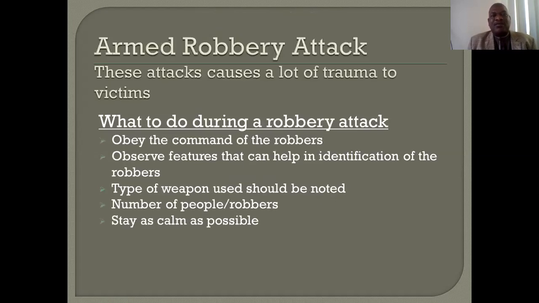Secondly, we have the armed robbery attack. This is an attack that caused a lot of trauma to the victims. What do you do when you have this situation on the ground? First of all, you have to obey the commands of the robbers. If the robbers ask you to lie down or to quit or whatever, you do that. Secondly, observe the features that can help you identify the robbers. This is very important in terms of police investigation.